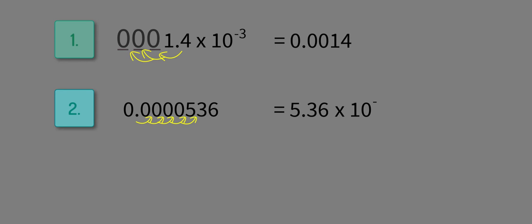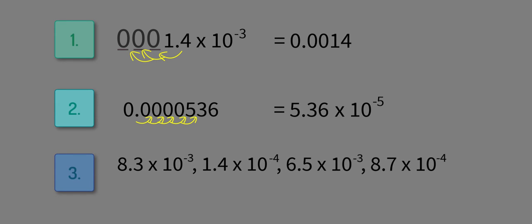Now with number 2, we want 5.36 because we only want 1 digit before the decimal place, and that's going to be times 10 to the, we know it's going to be negative because it's smaller than 1, and we would move it 1, 2, 3, 4, 5 places, so 5.36 times 10 to the negative 5th.